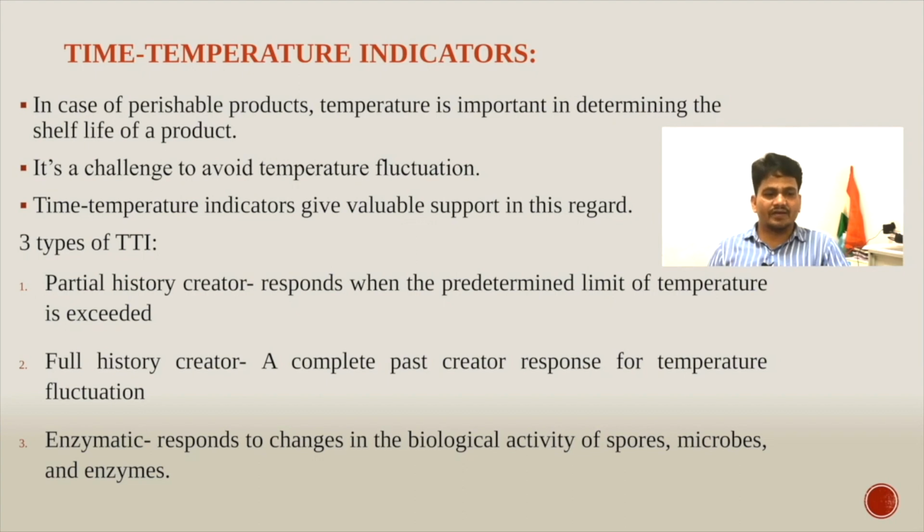First, the partial history indicator, which responds when a predetermined limit of temperature is exceeded. Second, the full history indicator, a complete past record that responds to temperature fluctuations. And the third one is enzymatic, which responds to changes in the biological activity of spores, microbes, and enzymes. So these are the biochemical actions. Any biochemical actions occurring in products stored at a lower temperature or being transported can be tracked by the enzymatic concept of the TTI.